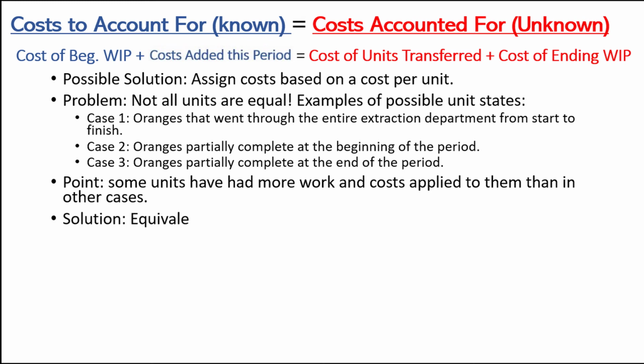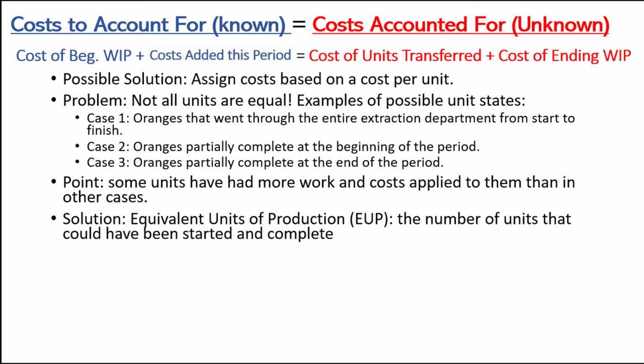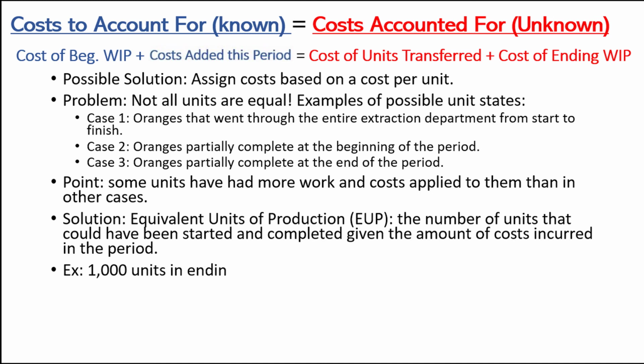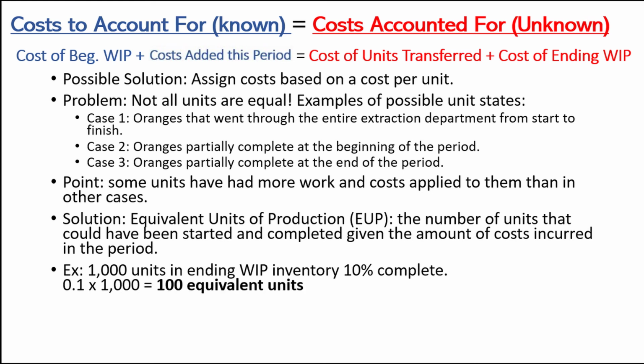The equivalent units of production are the number of units that could have been started and completed given the amount of costs incurred in that period. The equivalent units of production are very easy to calculate. Let's say we are focusing on ending work in process inventory. If there are 1,000 units left over in ending inventory, but they are only 10% complete, it wouldn't make sense to count them as 1,000 complete units. Instead, we take 10% of 1,000, that is 0.1 times 1,000, to get the equivalent units completed from ending work in process inventory, 100 units.